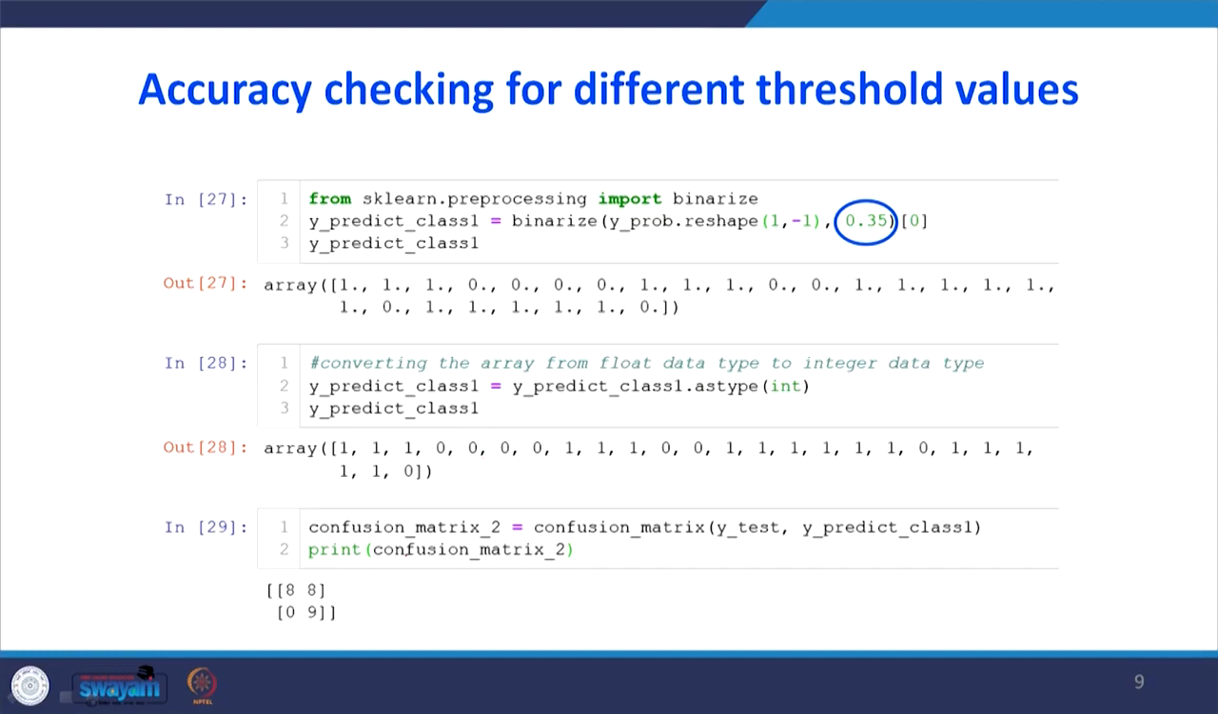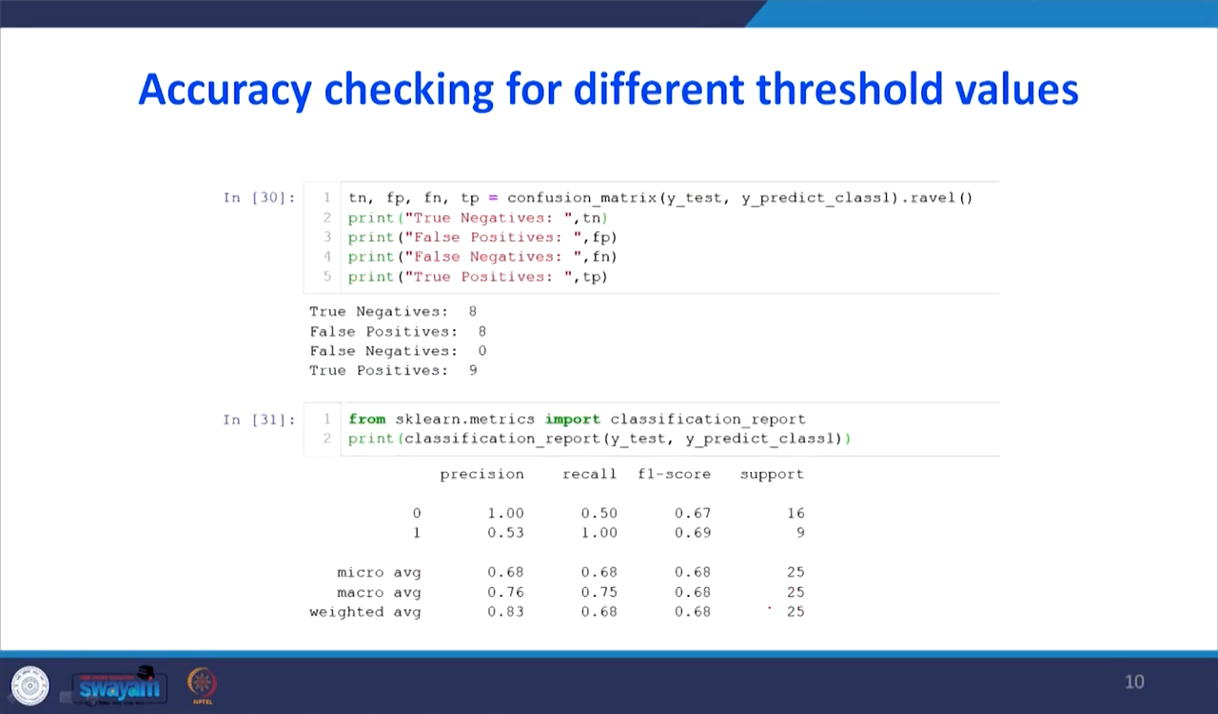Then from that we can get the confusion matrix. It says that by keeping the threshold value at 0.35, true positive is 9 and true negative is 8. We can change to different values, and for those values we can also check our recall and precision.